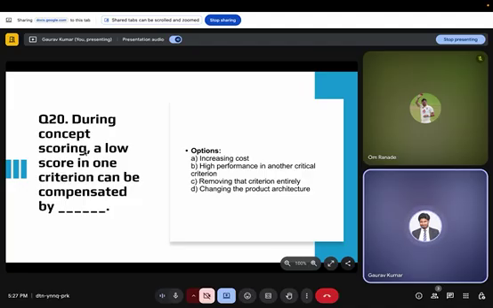Option C, removing the creations, undermines the methodological integrity. Option D, changing product architecture, represents the redesign activity, not evolutions. So hence only option B appropriately describes the compensatory mechanism inherent in the weight evaluation.